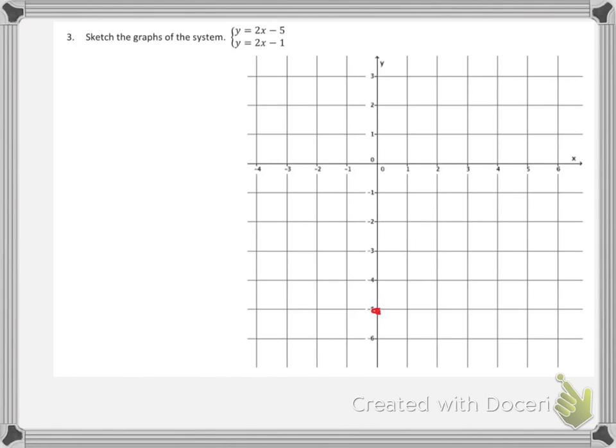If I cross at negative 5, that's my y-intercept. And then my slope is up 2, right 1. Okay, so then my line's going to go through those 2 points. So it's going to look like that. And then if I cross at negative 1, that's my y-intercept, and then up 2, right 1. And then if I run my line through those 2 points, I get parallel lines. Parallel lines, they're never going to cross. There is no intersection, so there's no one ordered pair that will satisfy both of those equations. And that means there's no solution.